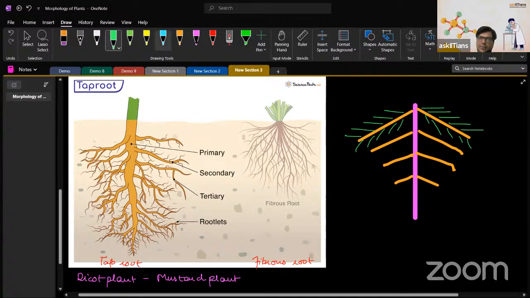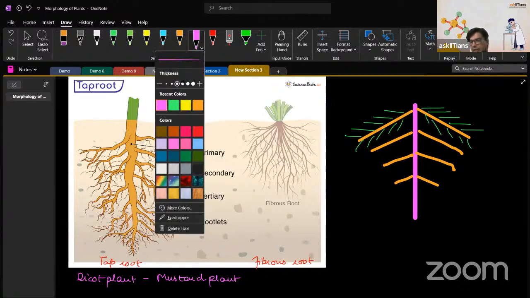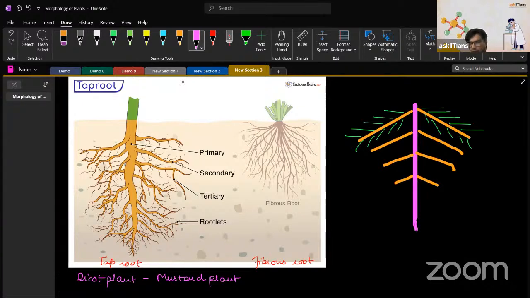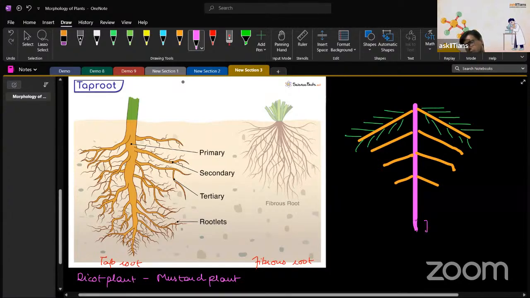So the color purple is the primary root. This is the main root. It usually is tapered at the end. And at the end, there is something that we call a root tip, which is present here, right? And this is the meristematic part of the root. This is the reason for meristematic activity. There's usually a cap which is there for protective reasons.